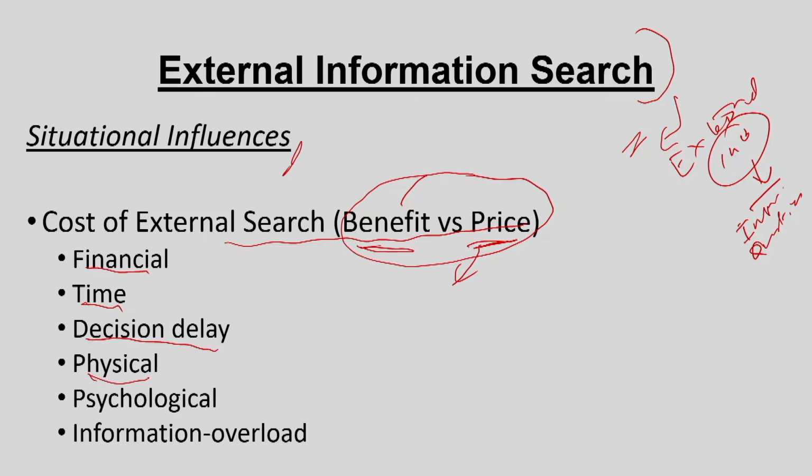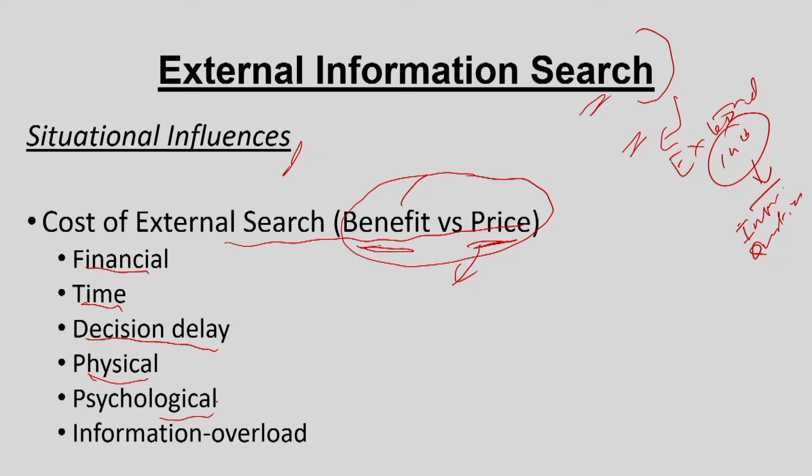Then there is something called physical cost. When you search for information, there is generally physical cost. You have to move from one place to another, whether it is from one showroom to another showroom, or one environment to another environment, and this kind of physical cost is also a factor which decides how much external information search there will be. The more the physical cost, the lesser the external information search.